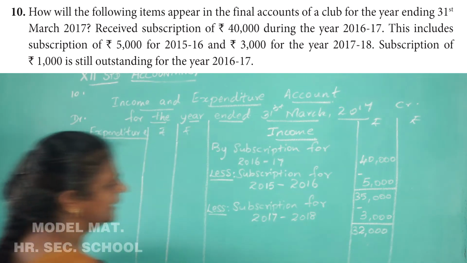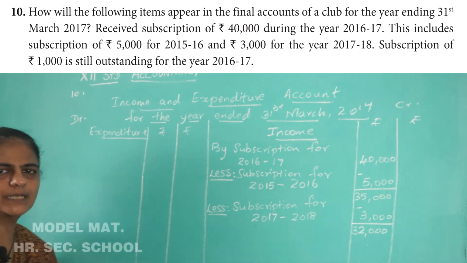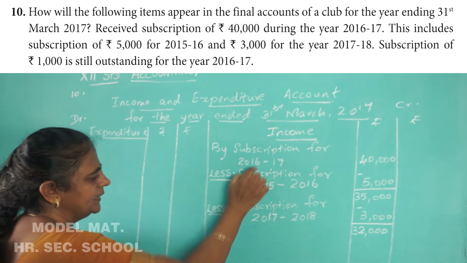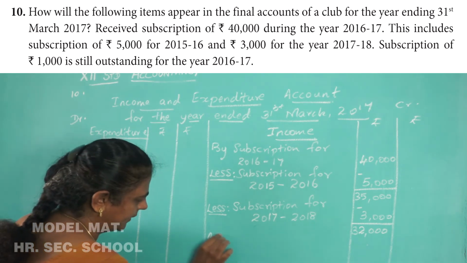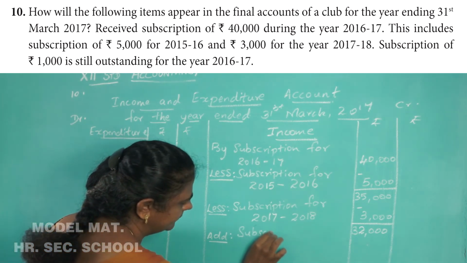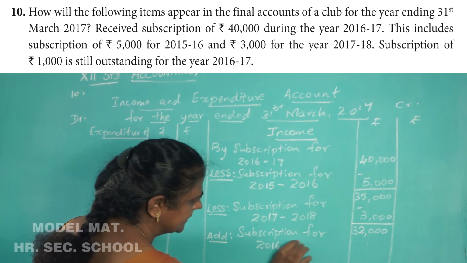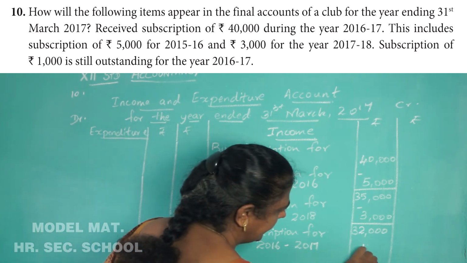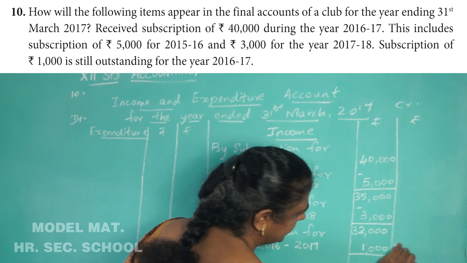Then see the last sentence. 2016-17 outstanding is how much? 1,000. 16-17 is the current year. So for current year outstanding, what you have to do? Add. You have to add subscription for 2016-17. That is the current year. How much is outstanding? 1,000 rupees. Add both and show it here.